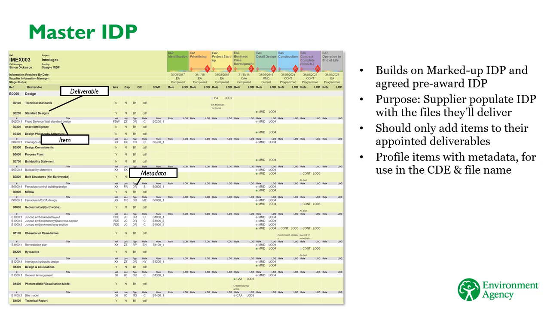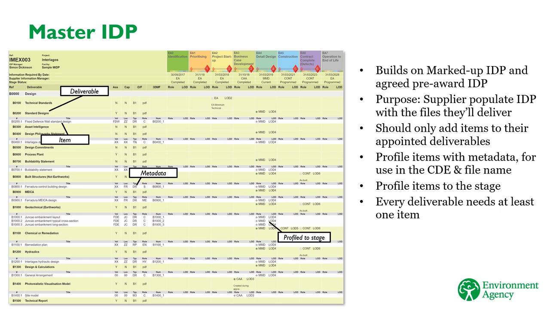For this reason, it's important that the supplier adds their agreed volume and location strategy to the MIDP, so they can use their volume and location codes as metadata. The items also need to be profiled to the specific stage when they'll be delivered, as indicated by where the deliverable has been profiled. Every deliverable needs to have at least one item added to it.